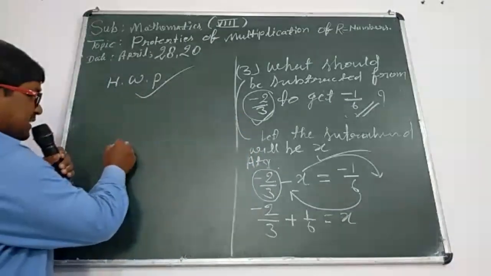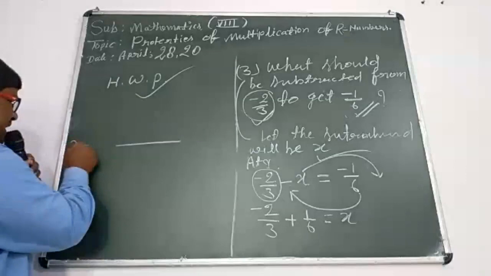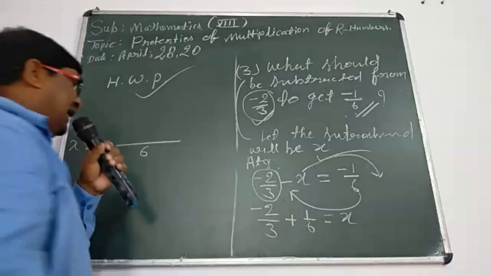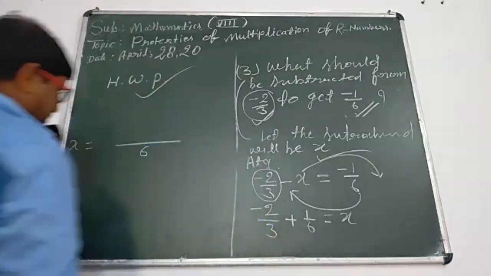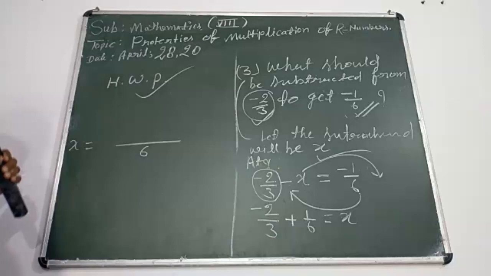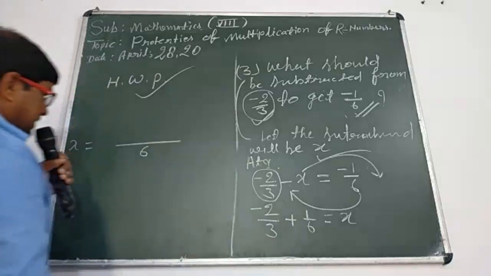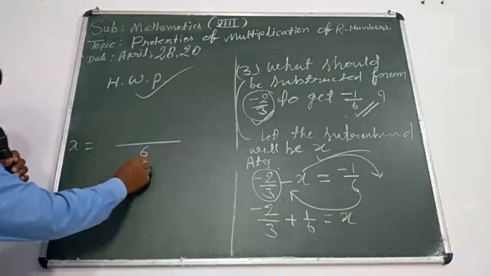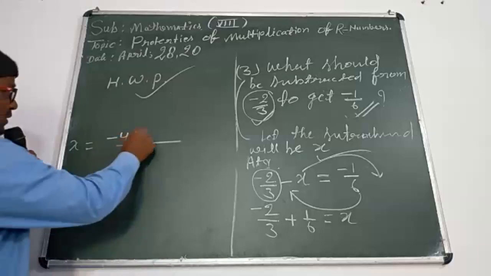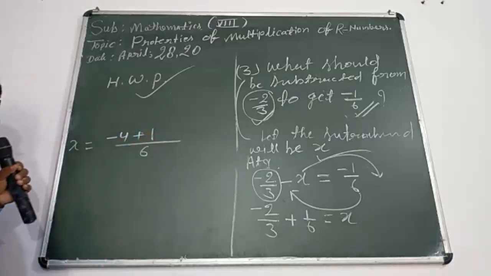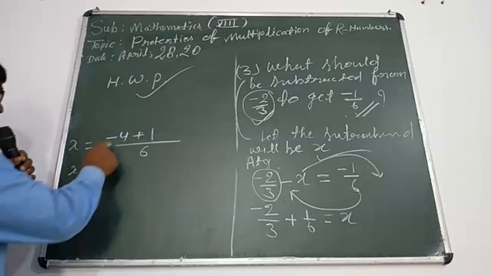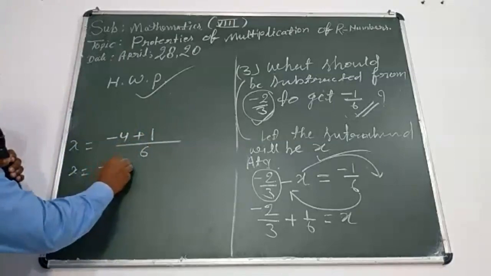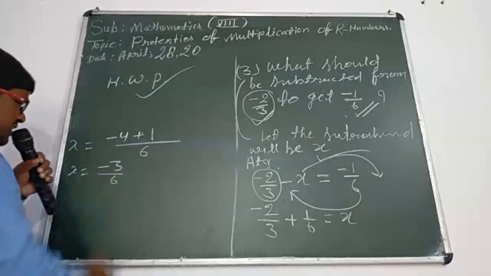Now student, simplify it. x equal to LCM of 3 and 6 is 6, because 6 is completely divisible by 3. So the largest number will be the LCM. Now divide 6 by 3. 3 2s are 6, 2 2s are 4, plus 6 1s are 6, 1 here. Now add them together. Minus 1 plus 4 equal to minus 3. Minus 3 upon 6.